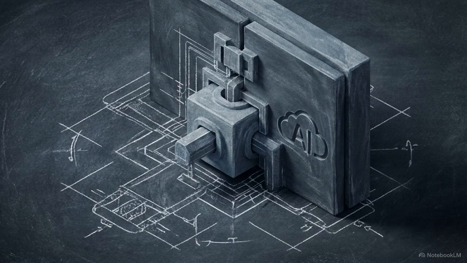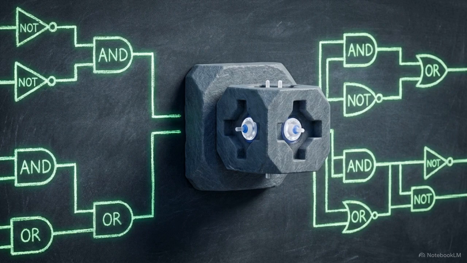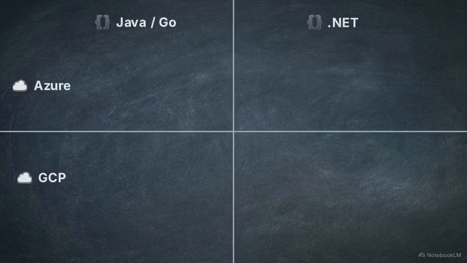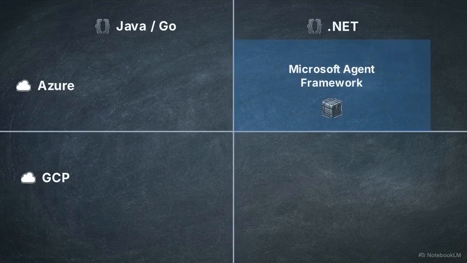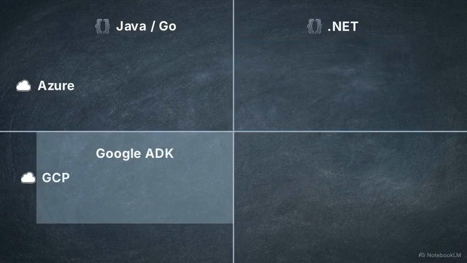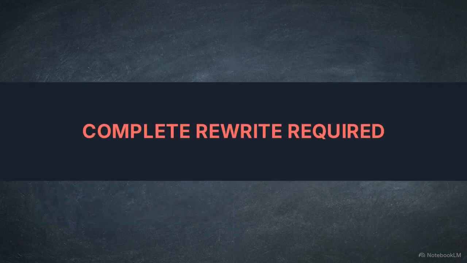Deep native integrations, like the Google ADK binding to Vertex AI or AWS Strands connecting directly to Bedrock, provide immense operational efficiency by managing permissions and storage automatically. This matrix maps frameworks against language and cloud ecosystems, revealing distinct compatibility walls. If you build an agent deeply integrated into the Google ADK and later migrate to Azure, you cannot simply port the code. The entire architecture requires a complete rewrite.